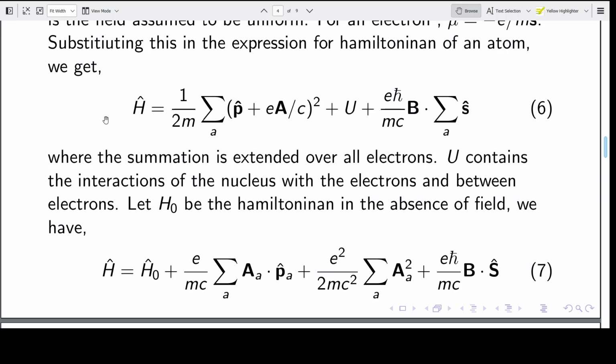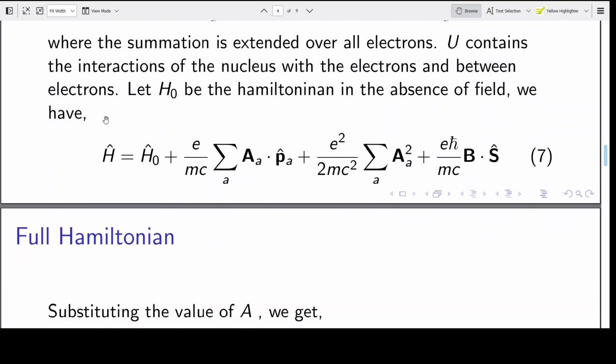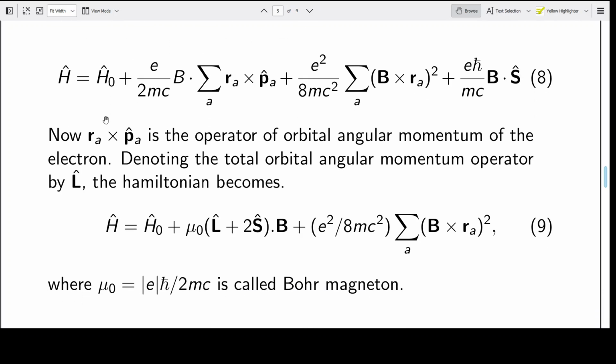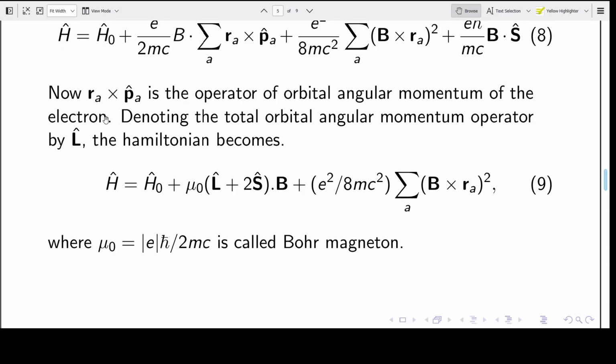Let H naught be the Hamiltonian in the absence of field. We have equation number 7, the full Hamiltonian. Substituting the value of A, we get H equal to H naught plus e over 2mc times B dot the sum over a of R_a cross P_a, plus e square over 8mc square times the sum over a of (B cross R_a) whole square, plus e h bar over mc times B dot S hat. Now R cross P is the operator of the orbital angular momentum of the electron. Denoting the total orbital angular momentum operator by L hat, the Hamiltonian becomes equation number 9, where mu naught is equal to e times h bar over 2mc, called the Bohr magneton.